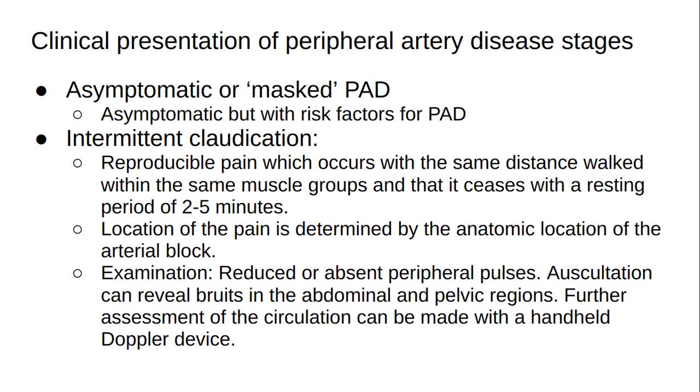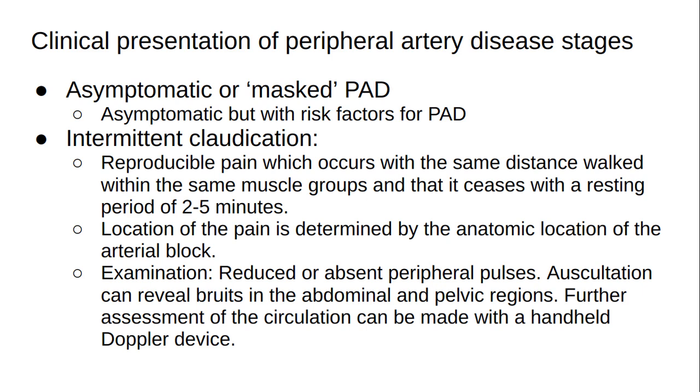The location of the pain is determined by the anatomic location of the arterial block. Most common in the distal superficial femoral artery, which corresponds to claudication in the calf muscle area. Aortoiliac area block causes thigh and buttock muscle claudication.